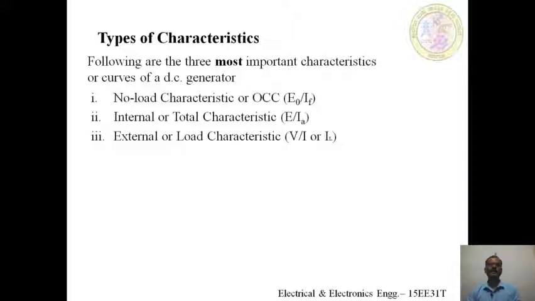Second one, internal or total characteristic curve. It is the curve drawn between actual induced EMF E versus armature current IA. This characteristic is mainly of interest to the designer. The third one is external or load characteristic, which is the curve drawn between load terminal voltage V versus load current I or IL.